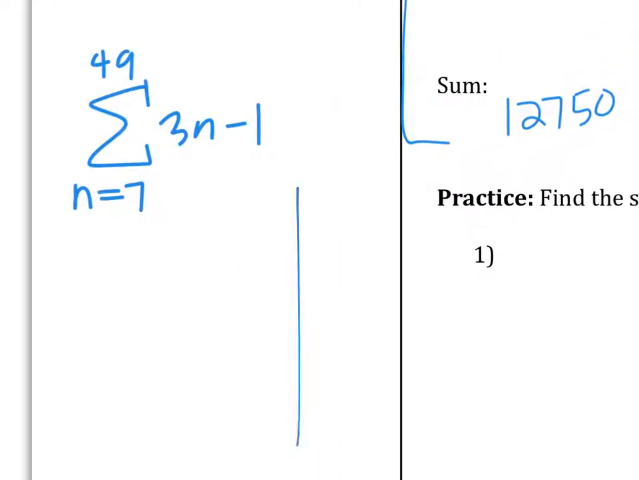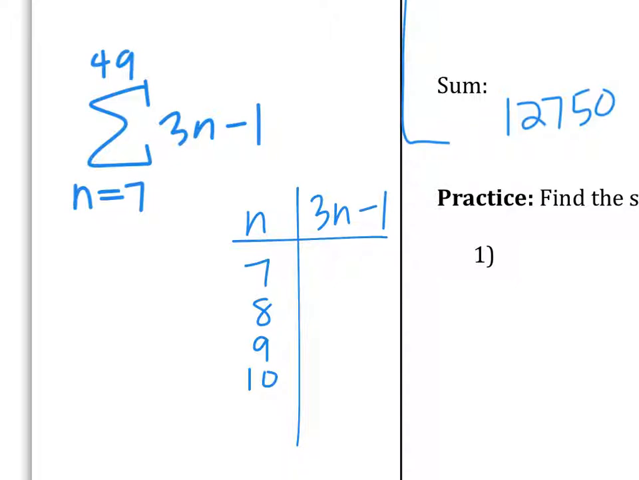Okay, so let's take a look. So n and 3n minus 1. I am starting on term number 7, and I'm going up to term number 49. So 7, 8, 9, 10. Let's just do 4 because there are just too many numbers. Okay, when it's term number 7, what is the actual value? It's not a hard question.